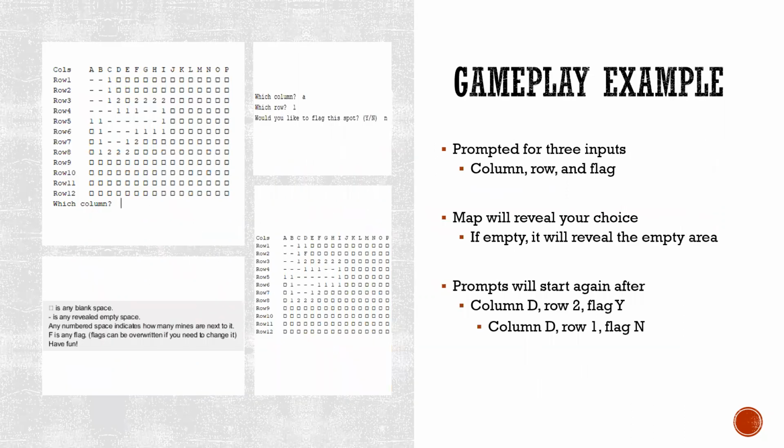So for example, I start by picking column A, row 1, and I'm not fighting. So I get this big empty area. And the first thing that jumps out to me is column C, row 3, there's a 1. There's only one spot that this 1 can have a mine next to it, and that's D2. So I input D2, Y for yes, and I flag it. And because there are 1s next to it, I know that D1 is safe. So I reveal that.